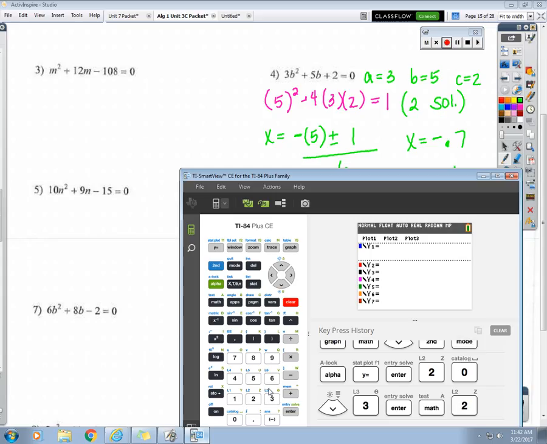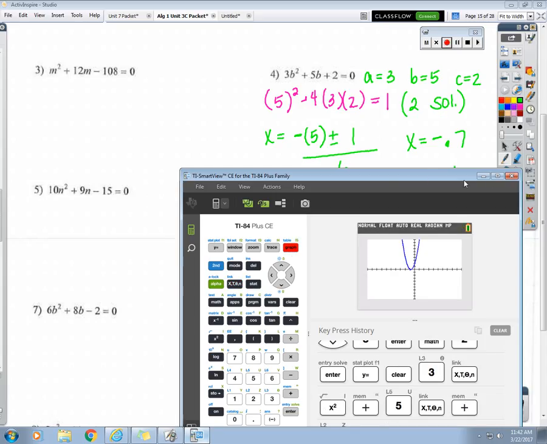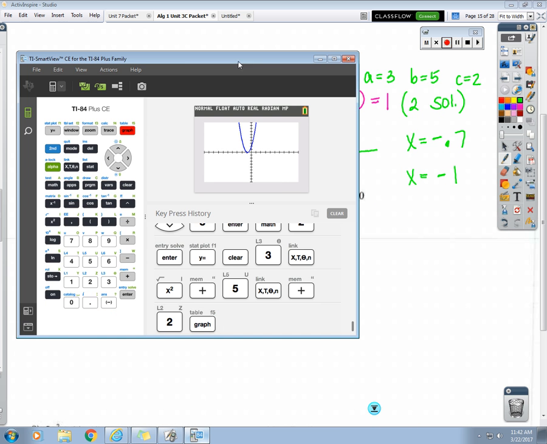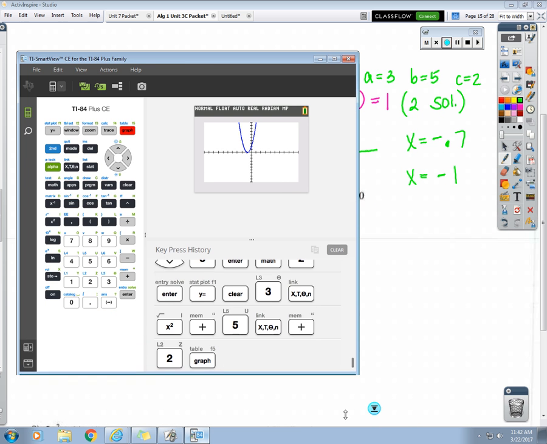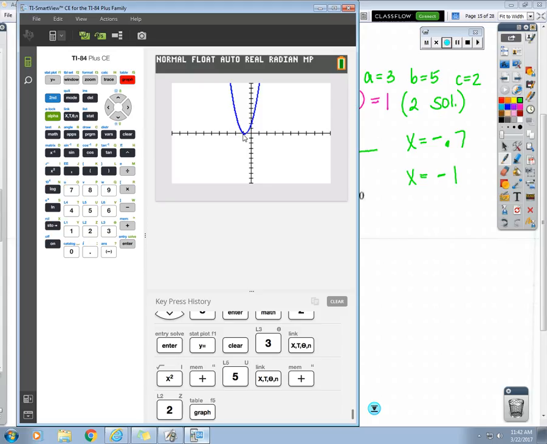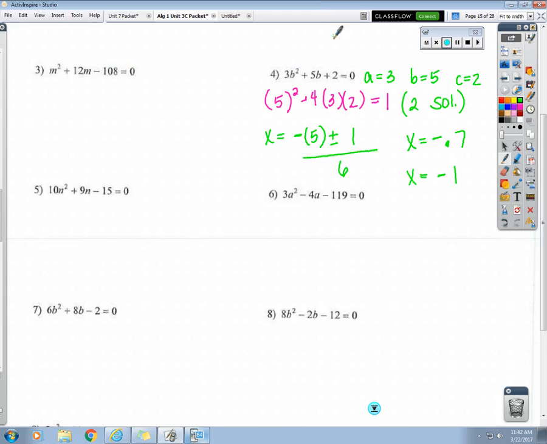Okay, let's check it by graphing it. Y equals 3b squared plus 5b plus 2. It crosses at 2 places. I'm going to have to make it bigger to see those 2 places. Okay, doesn't one of them look exactly negative 1 and one of them's before negative 1, so negative 0.7? Doesn't that look right? Okay. Well, it's negative 0.66666, so I rounded it to negative 0.7.